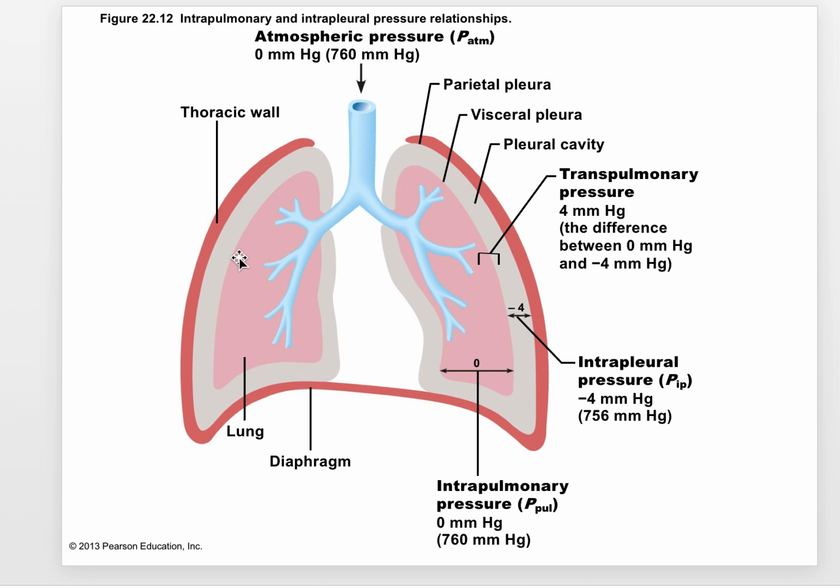This shows the various pressures. There's atmospheric pressure, which is the pressure of the air around you. Transpulmonary pressure is the difference between the pressure inside the lungs and atmospheric pressure. There's intrapulmonary pressure, which is the air pressure inside the lungs. Intrapleural pressure is the pressure inside the pleura.